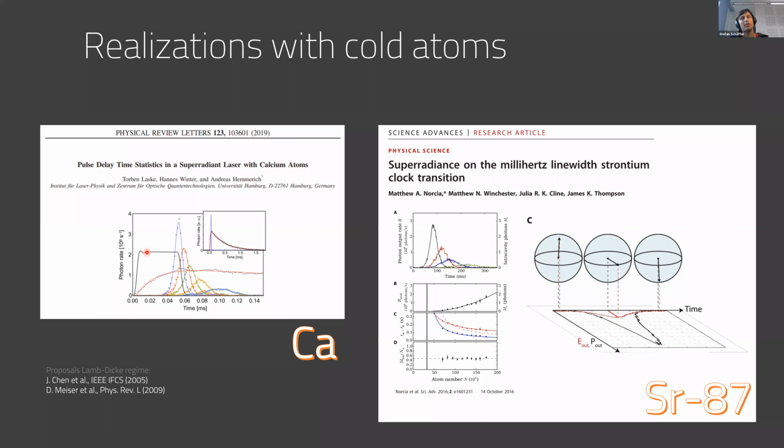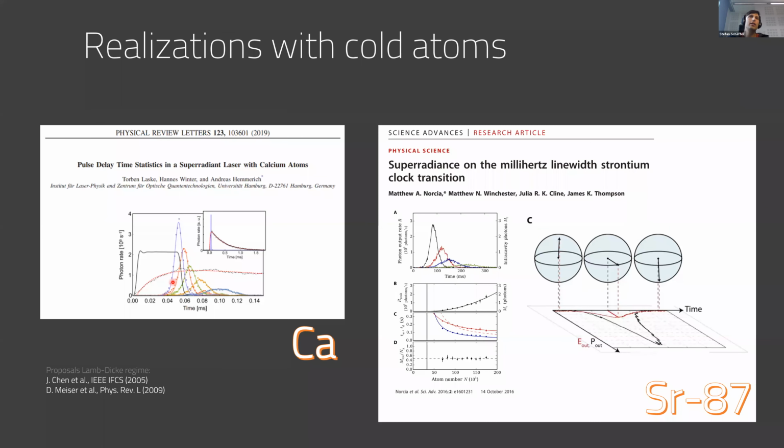So cold atom systems is only something that we've had access to more recently, and lately, within the last 10 years or so, there's been a lot of interest in trying to make superradiant lasers on these narrow clock transitions in cold atoms. So here's a system of calcium atoms. Calcium has a nice transition that has a line width of 400 hertz.